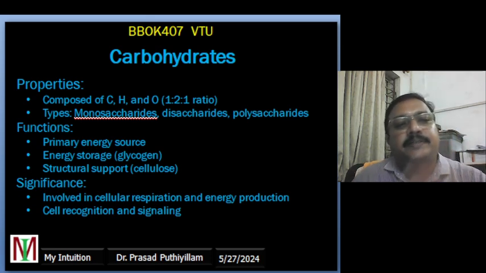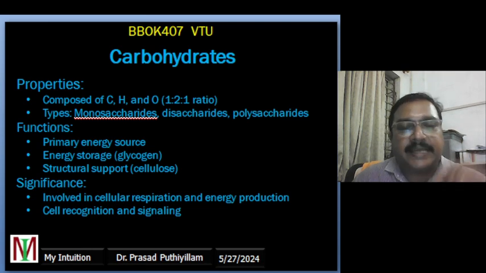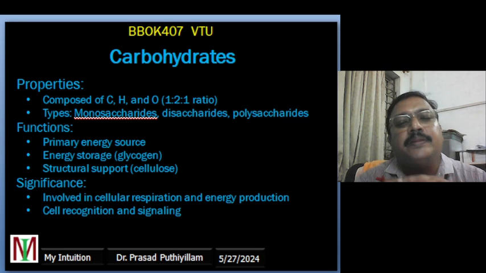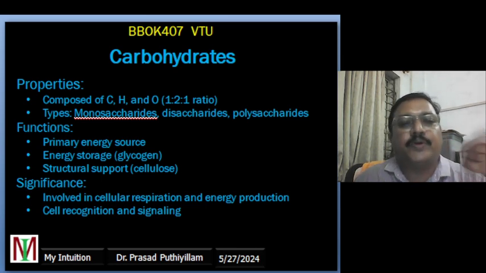Carbohydrates include simple sugars like monosaccharides, which are glucose and fructose, disaccharides like sucrose and lactose, and polysaccharides like starch, glycogen and cellulose. The primary function of carbohydrates is to be the source of energy for the body. The simple sugars provide immediate energy, while polysaccharides like glycogen serve as energy storage, which later release the energy. Structural carbohydrates such as cellulose provide support in plant cell walls.